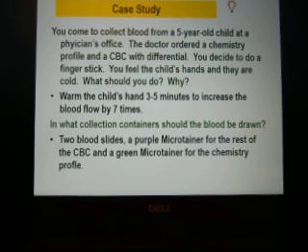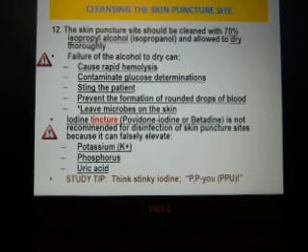2 blood slides, because we always make our smears first, and we need that for the differential. Then we need a purple micro container for the rest of the CBC and a green micro container for the chemistry profile. And remember, we talked about the differences in how they're collected and in what order they're collected in venous samples versus capillary samples, because they're backwards.